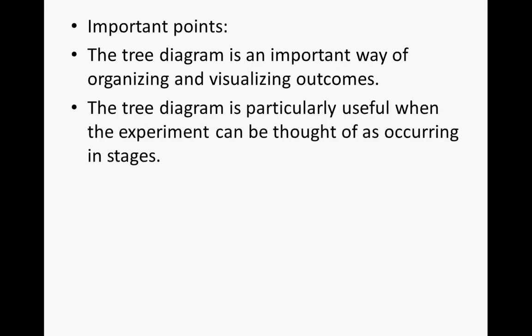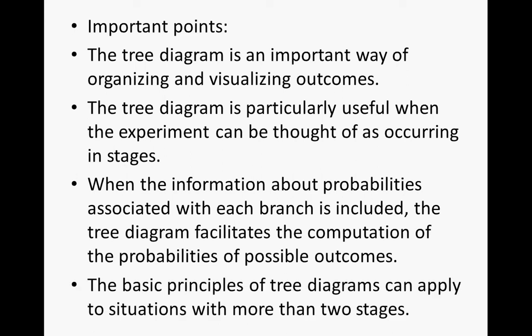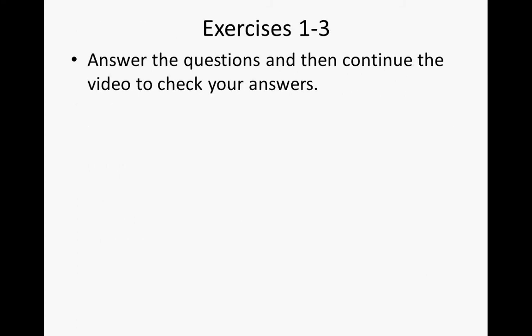And the tree diagram is particularly useful when the experiment can be thought of as occurring in stages. When the information about probabilities associated with each branch is included, the tree diagram facilitates the computation of the probabilities of possible outcomes. And the basic principles of tree diagrams can apply to situations with more than 2 stages. So let's use this to do exercises 1 through 3.